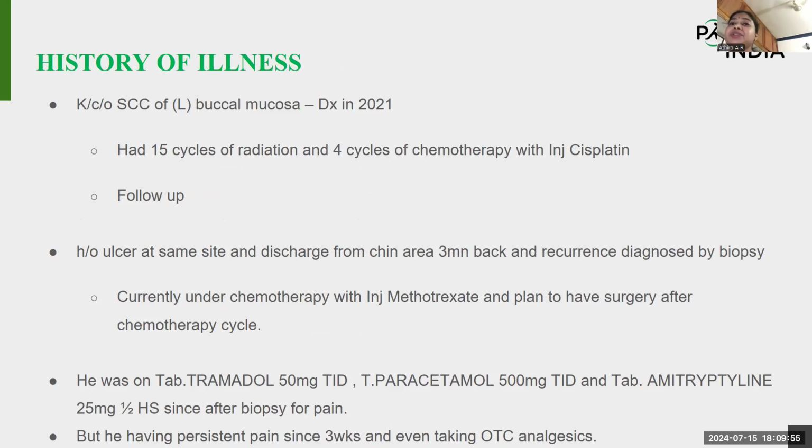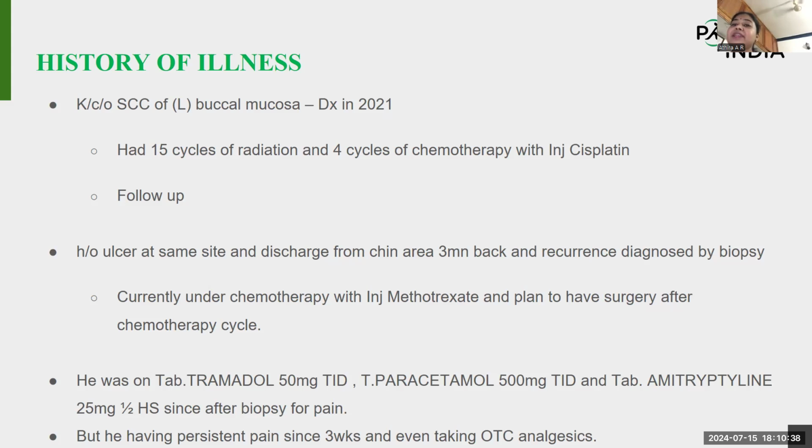Coming to his history of illness, he is a known case of squamous cell carcinoma of the left buccal mucosa, diagnosed in 2021, and had undergone 15 cycles of radiation and 4 cycles of chemotherapy with injection cisplatin 3 weekly, and he was on regular follow-up. 3 months back, he had an ulcer at the same site with discharge from the chin area. Biopsy was done again and it turned out to be a recurrence. Currently he is under injection methotrexate 2 weekly and plans to undergo surgery after the chemotherapy.